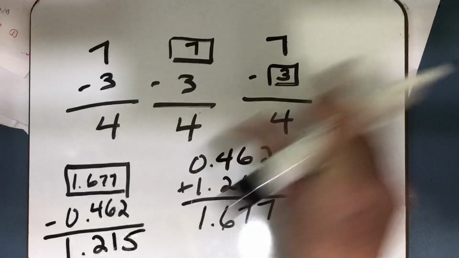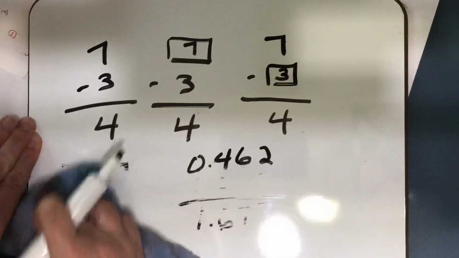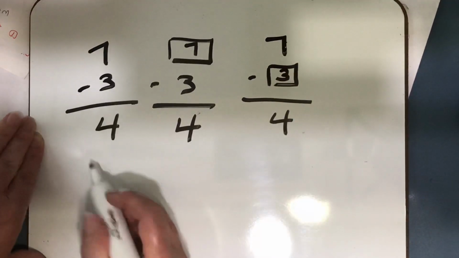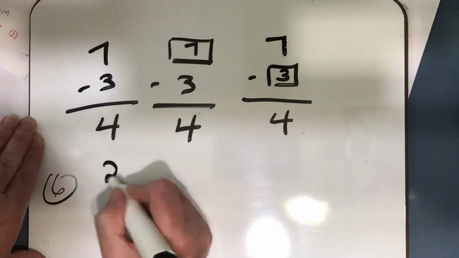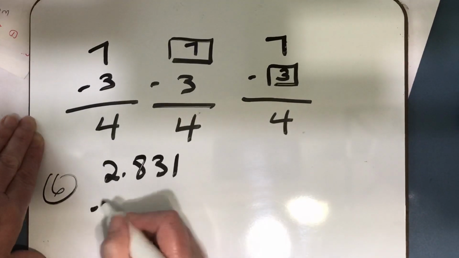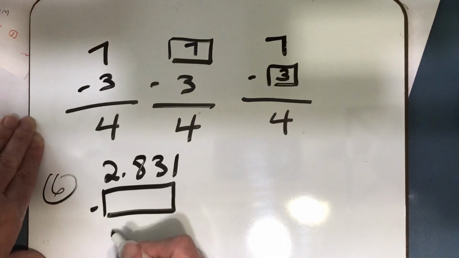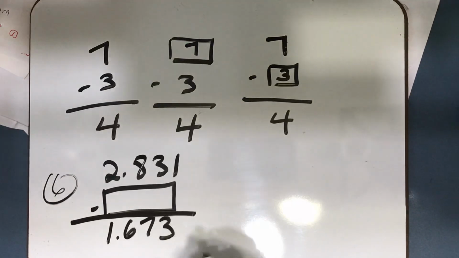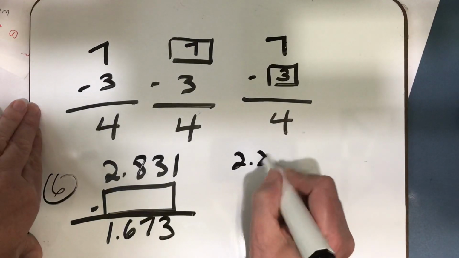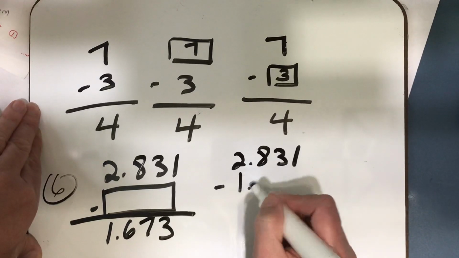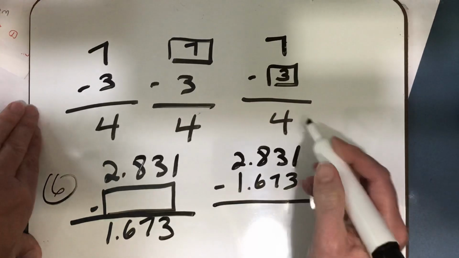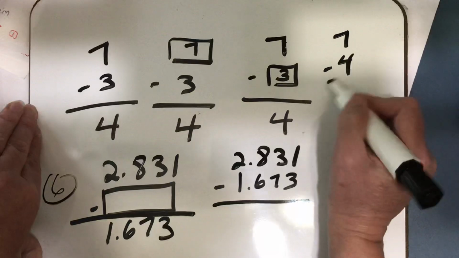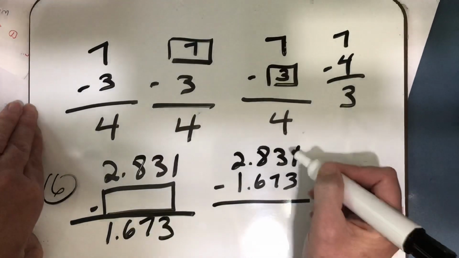Remember, when I looked over here, if I knew 7 minus blank equals 4, I had to do 7 minus 4 to get my 3. So that's exactly what I'll do on number 6. So I have 2 and 831 thousandths minus something equals 1 and 673 thousandths. So I'm going to find my missing number by subtracting 2 and 831 thousandths minus 1 and 673 thousandths, because 7 minus 3 is 4, so 7 minus 4 equals 3. Okay, so I need to regroup.